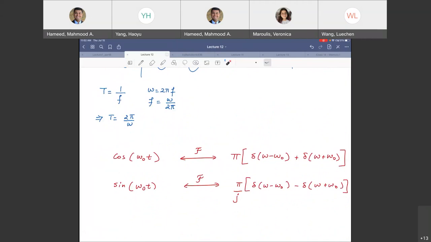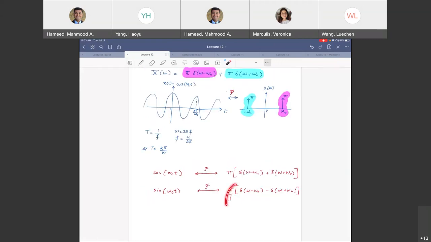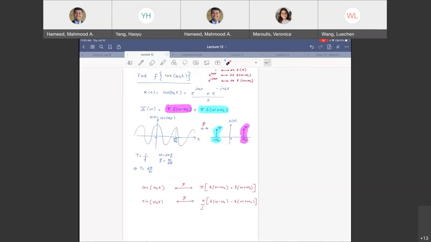So if you looked at the magnitude of the Fourier transform of a sine, it will look exactly the same as the magnitude of the cosine, because the magnitude is still pi for this, still pi for this. But the phase will be different. Over here, the phase is what? 1 over j. What is 1 over j? It is negative j, negative 90. Over here, what is it? Negative 1 over j. Negative 1 over j is what? It is j, plus 90. So it will be negative 90 and plus 90 for that. Okay, that would be for the phase.